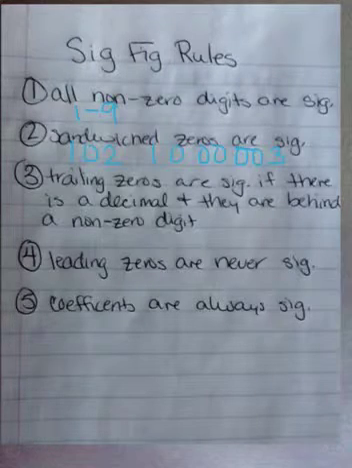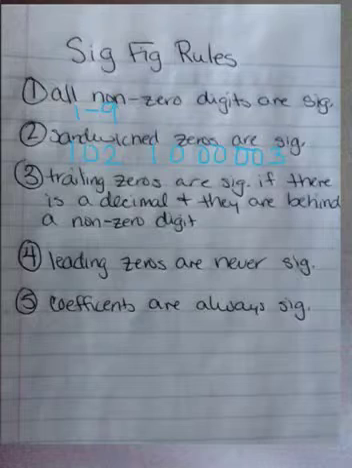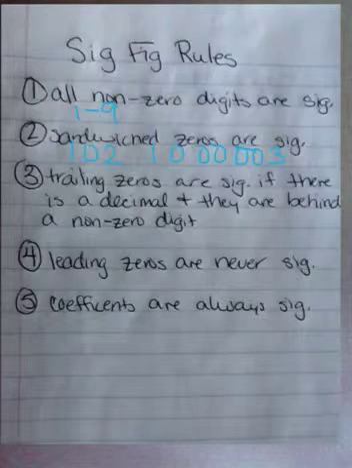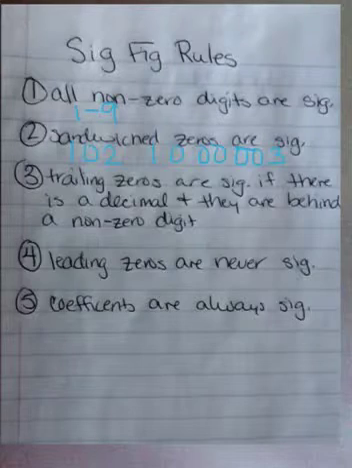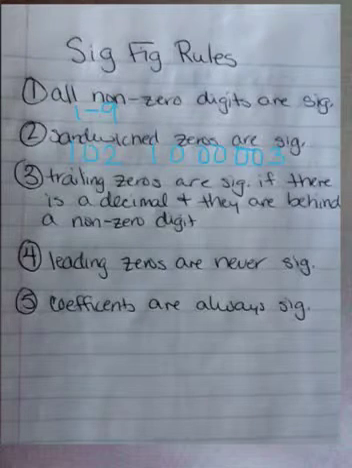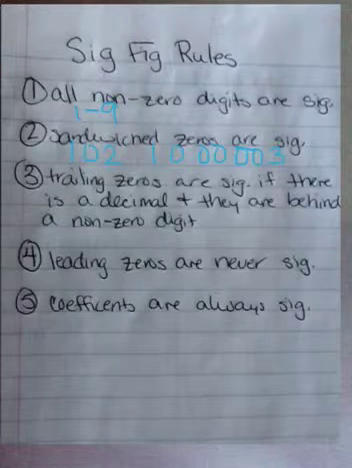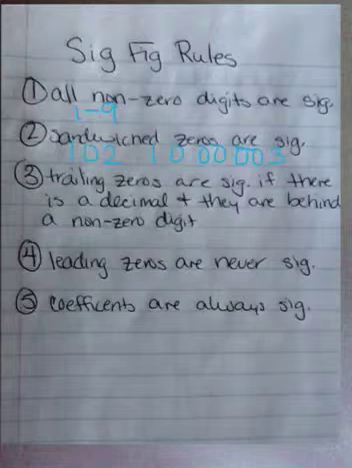Trailing zeros are going to be significant if they have some of the following things. Remember, these are the ones that are tricky. Trailing zeros are going to count if there is a decimal somewhere in that number and they are behind a non-zero digit. It doesn't have to be right behind, but they have to be behind. This is what I mean by that.